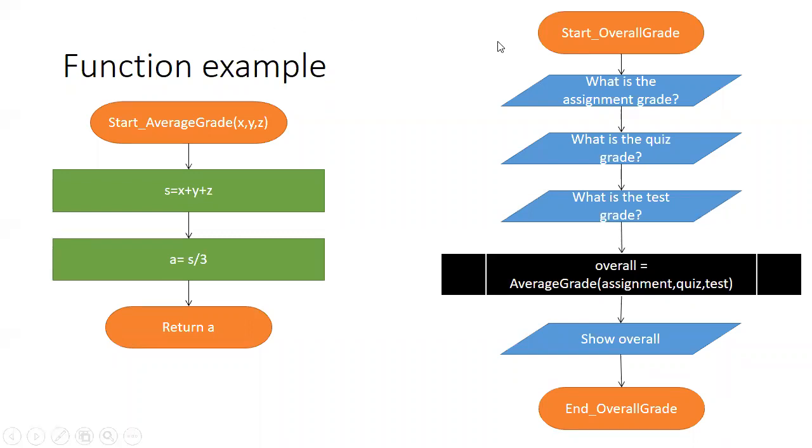So on the right, we have a black box. And I think the black box is not a coincidence. The black box is a term that we use to represent something where we can see the outside, and we know what goes into it and what comes out of it, but we don't know exactly what's going on inside. Here's a black box. We know that something's going into it: assignment, quiz, and test. We know that overall value is coming out, but we don't know how that's going to happen.